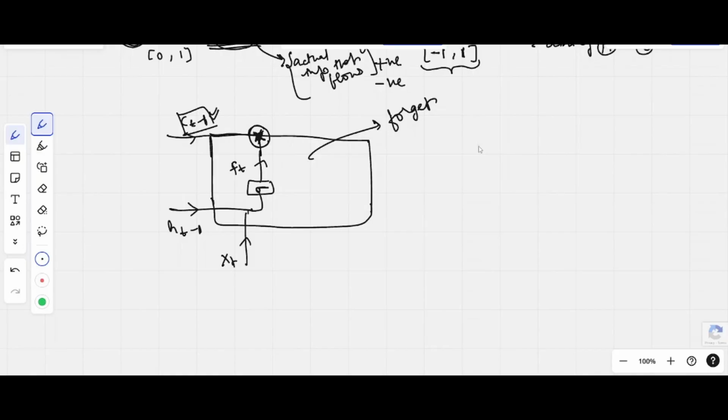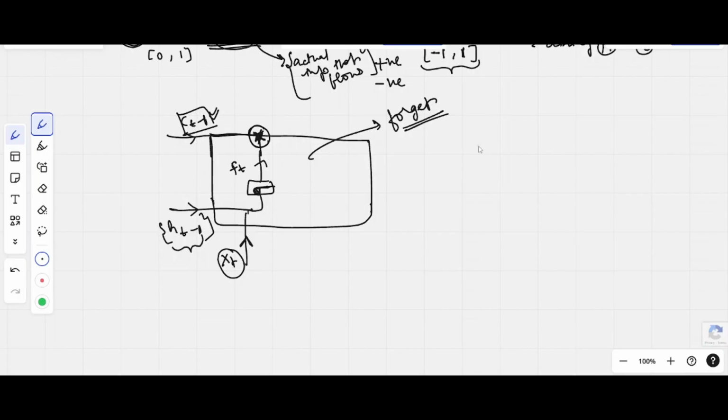We want to update it, right? We want to remove the unnecessary information that we think is not important based on the input that we have got and the previous hidden state. So what happens is that xt, you have ht minus 1, and then you have some operation happening here, and then you're getting ft as output.